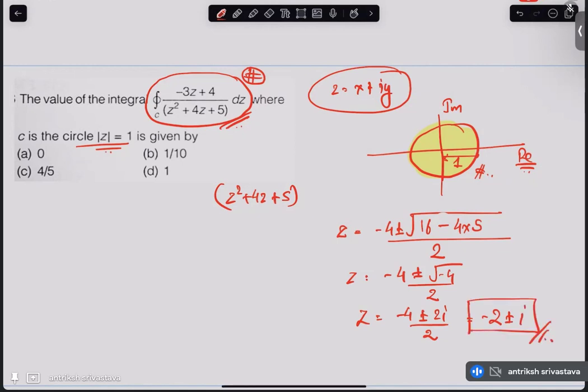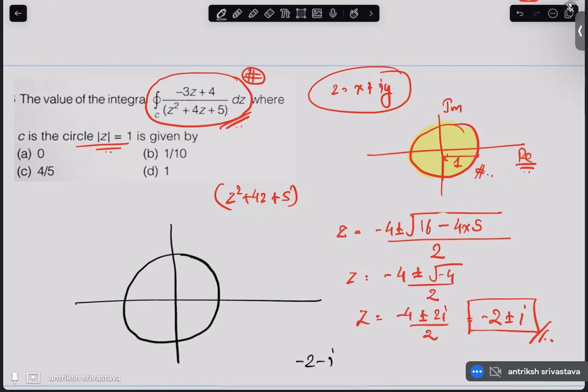Okay, so let's plot these points. Let me use another black plot to plot this. So what is the first point? Let's say minus 2 minus i. So this is our circle. This is minus 1, plus 1, minus i, plus i. Minus 2 minus i, this is our first point. Second point, minus 2 plus i. This is our second point. Both of these points are outside the circle.